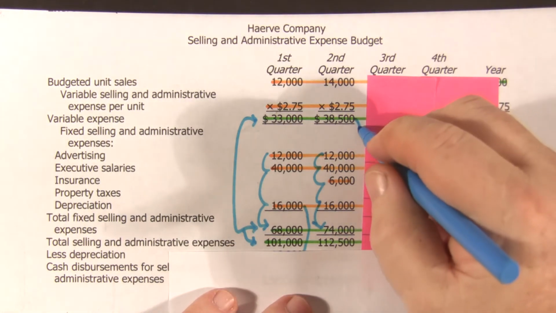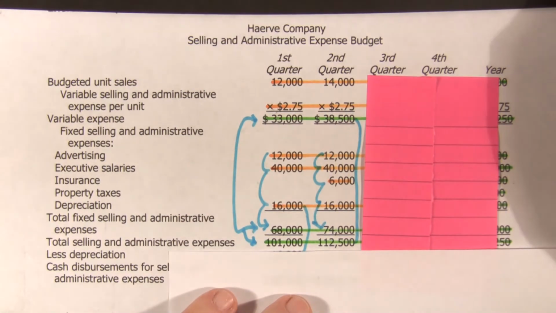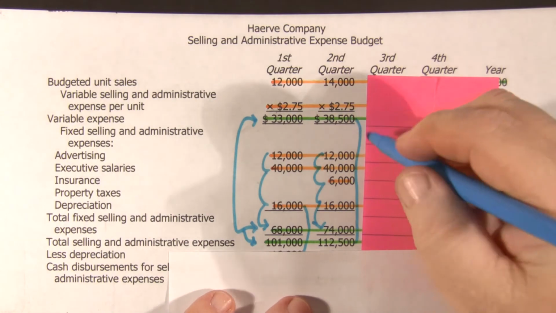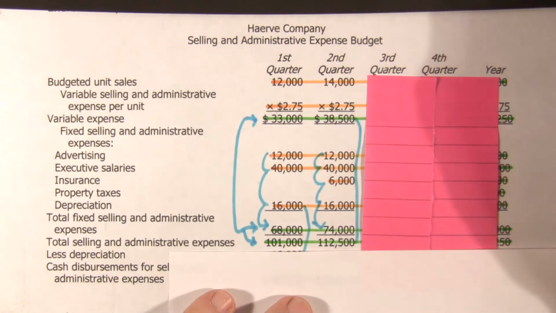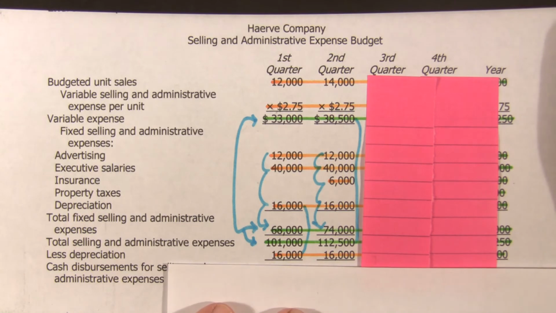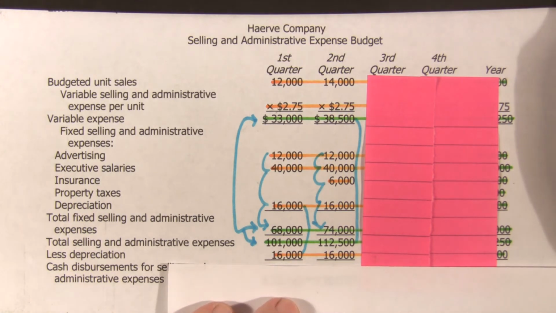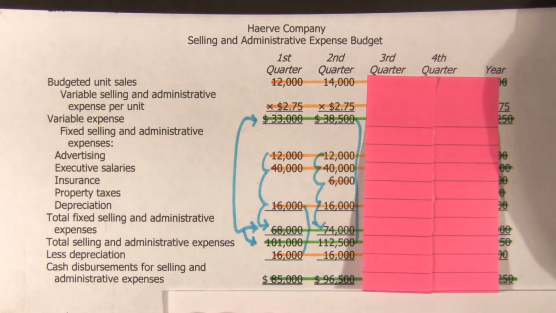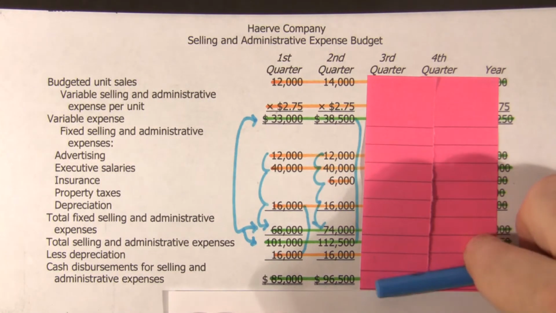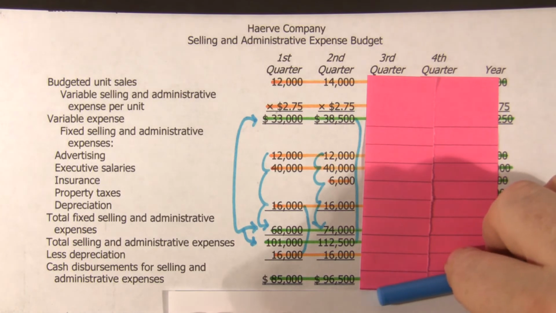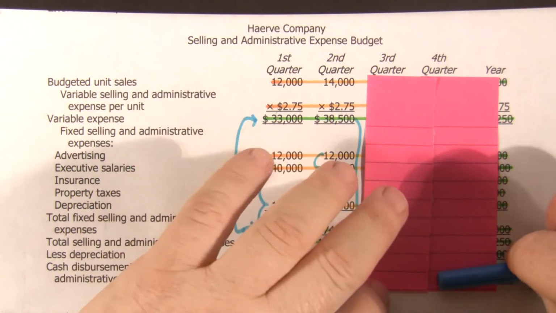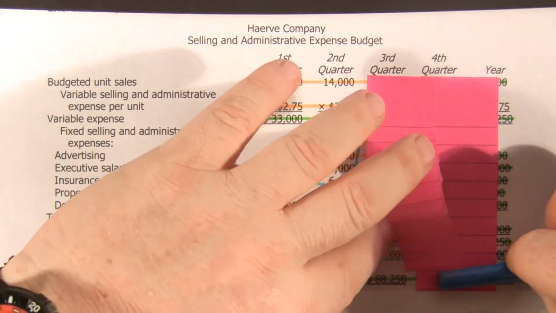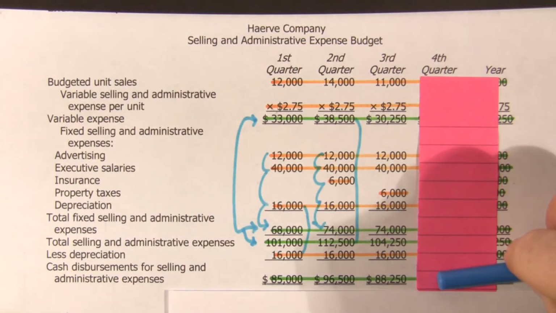Again, like we did before, bring in the variable. So when we add 38.5 and the 74, we come up with 112.5. We have to back out the $16,000 in depreciation because we don't need to provide cash for that. So our cash disbursement for selling for the second quarter is $96,500. We're going to repeat this again and again, and then we're going to total our totals for the year.